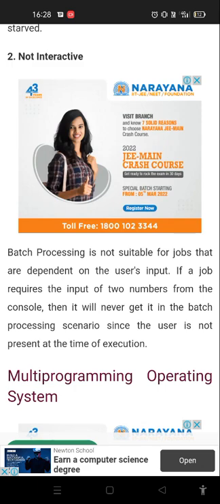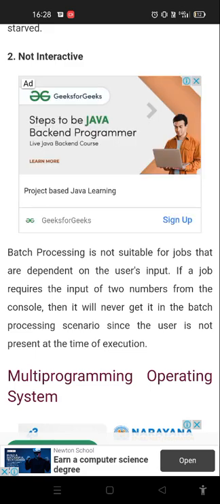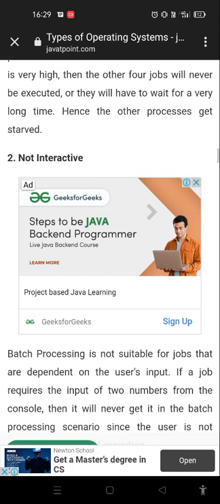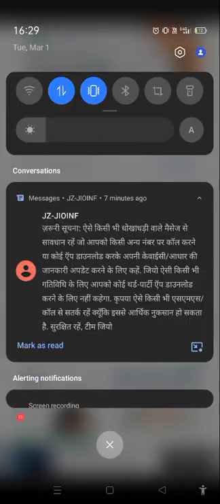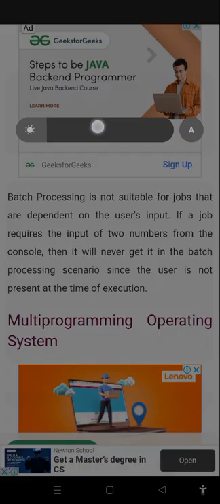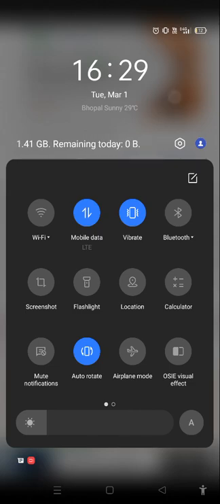Batch processing is not suitable for jobs that are dependent on the user's input. If a job, say J1, requires the input of two numbers, it wants to take two numbers from the console. Console means this, all of this is console, this is console.